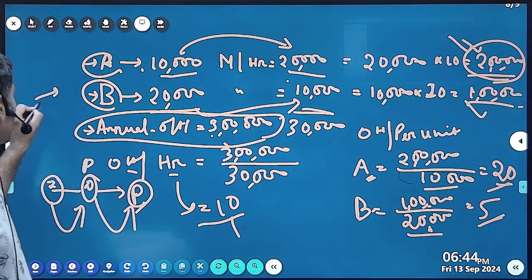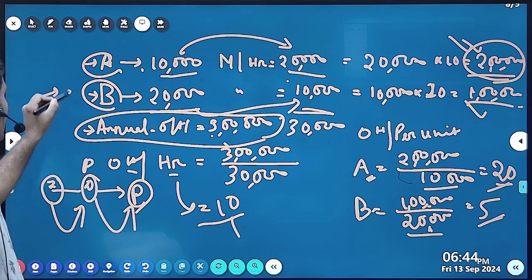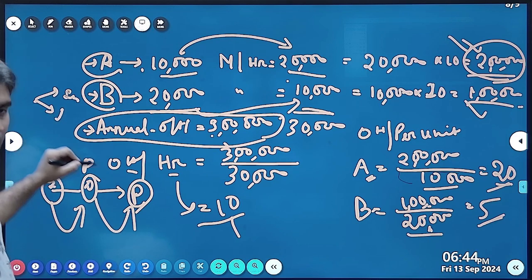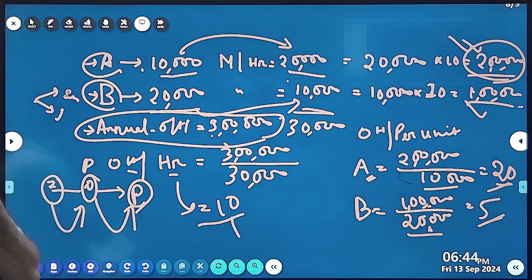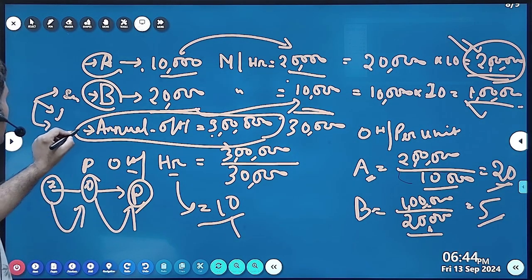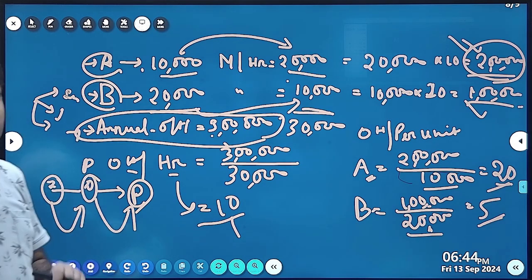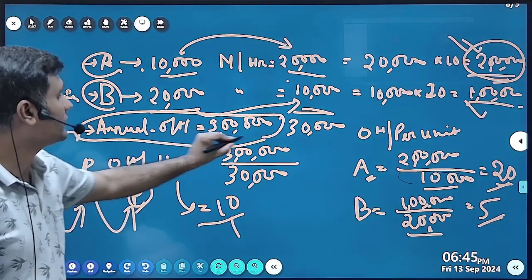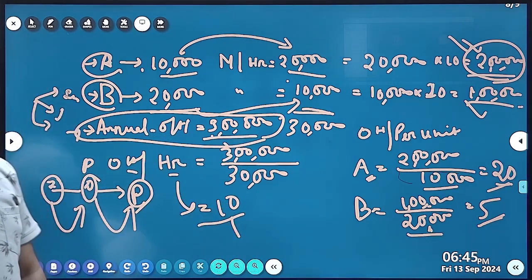There may be various things. There may be setup cost. There may be some other overheads, product related overheads, some idle time may be there. So we don't know the breakup of this annual overhead. So activity based costing tries to analyze the breakup of these 3 lakhs.